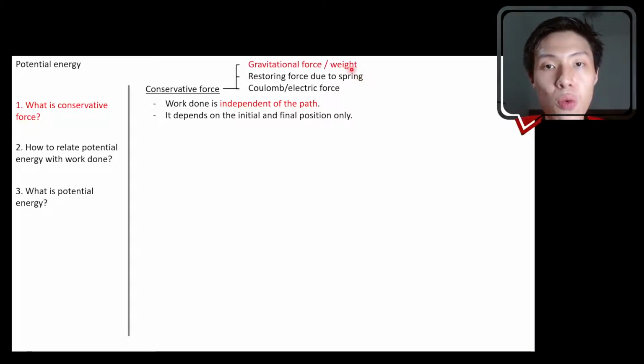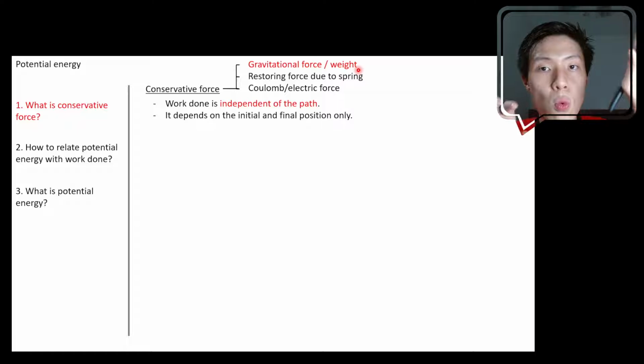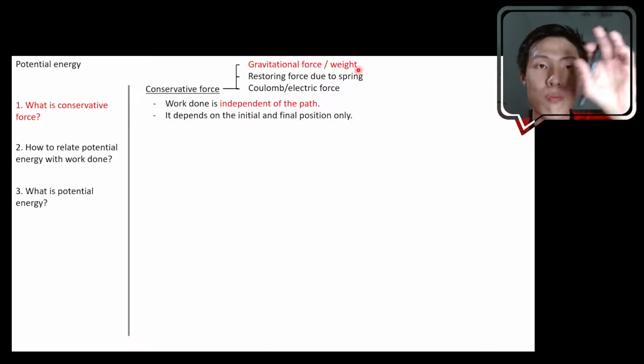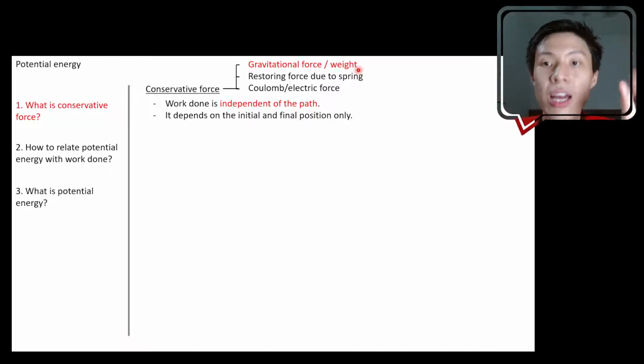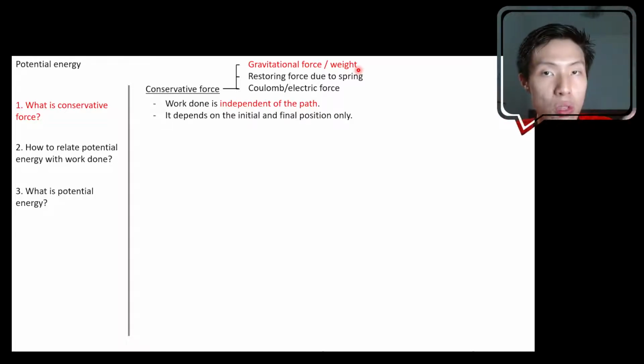So in this video, we are going to try and prove that gravitational force is a conservative force. How are we going to prove it? We set up a situation with an initial and final position. Then we try to determine the work done by this gravitational force to go from initial to the final position using different paths. So we set path 1 and we find the work done by gravitational force to go from initial position to final position using path 1. Then we will also find the work done by the gravitational force to go from the initial position to the final position using path 2.